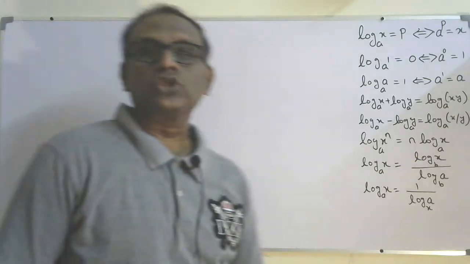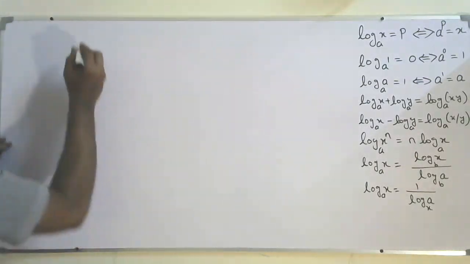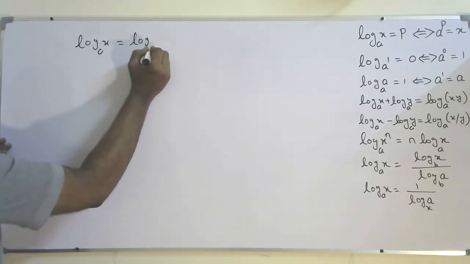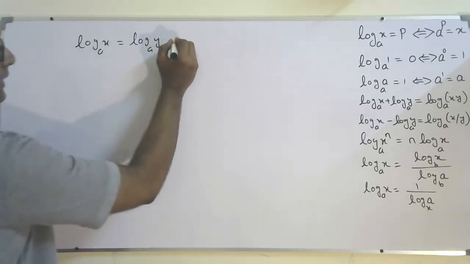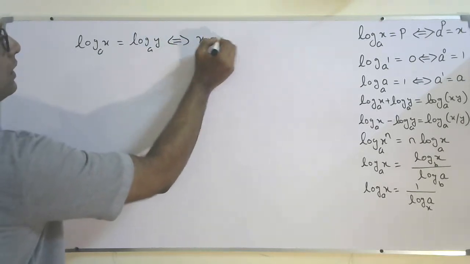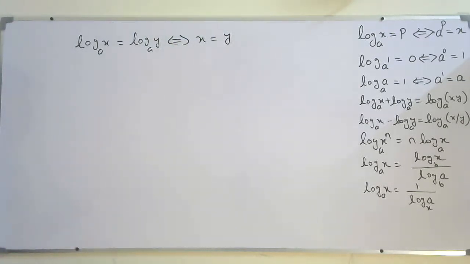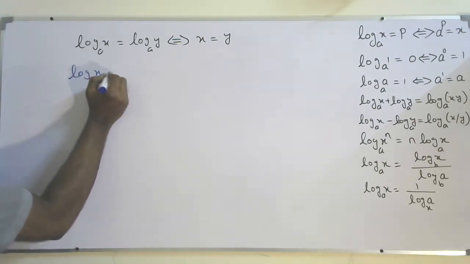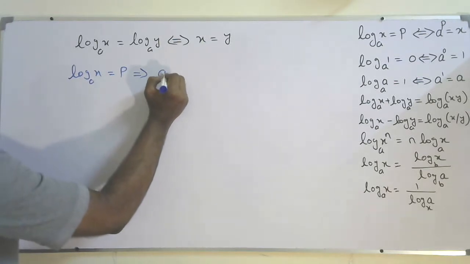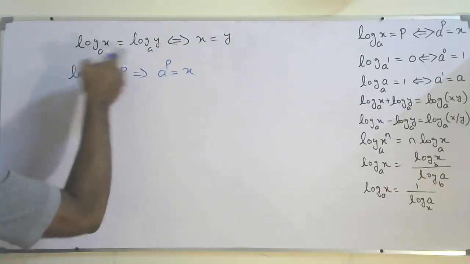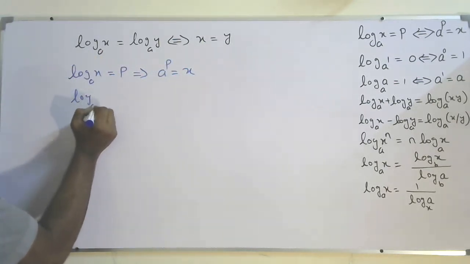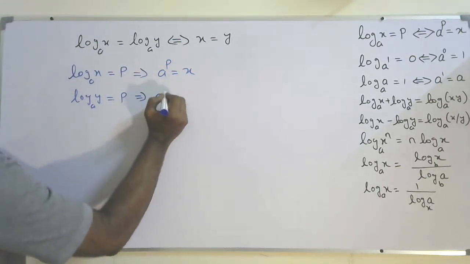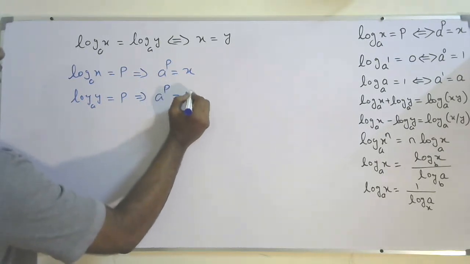Okay, so that's the last rule in logarithms. Say log a of x equals log a of y. Then x equals y. How do we derive it? I can say let log a of x equal p. So a to the power p equals x. In the same way, log a of y should also be p because they are the same. That means a to the power p equals y.